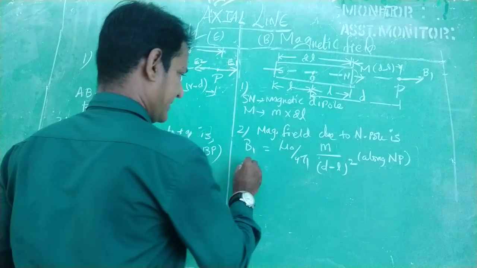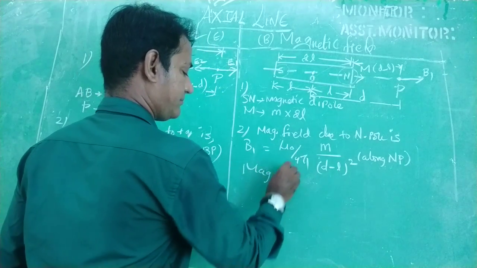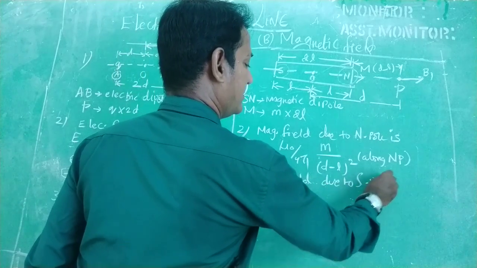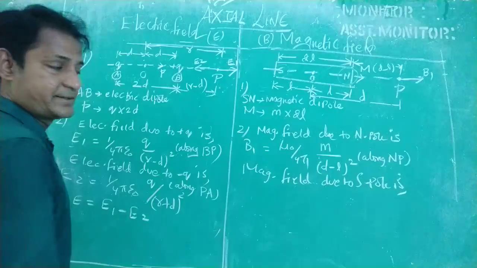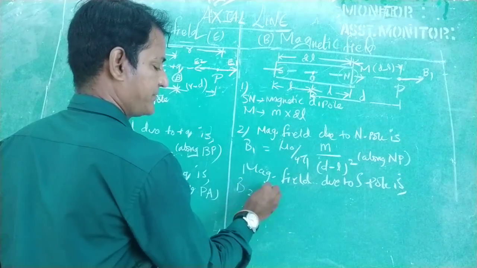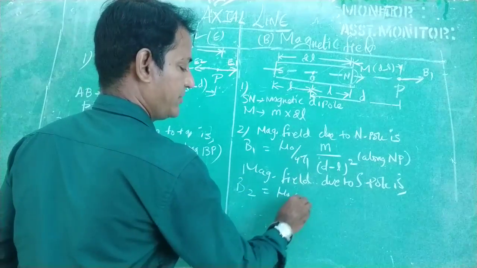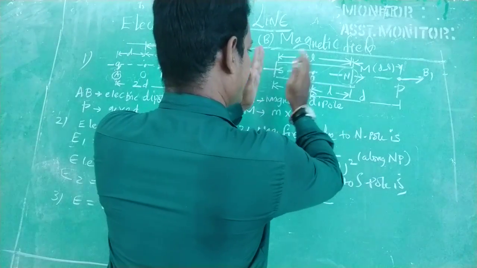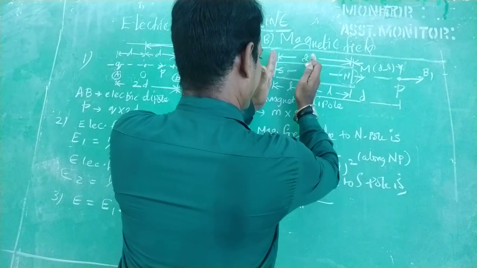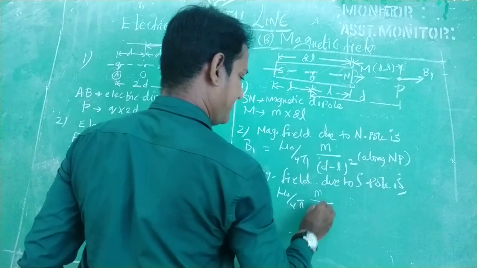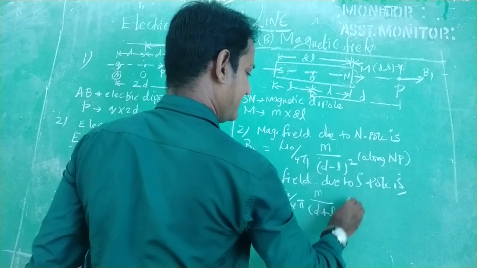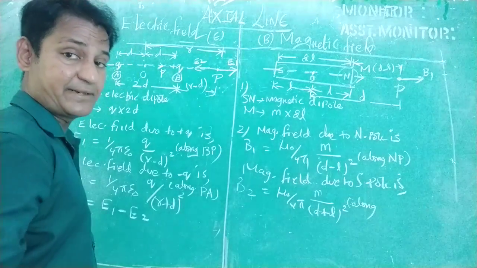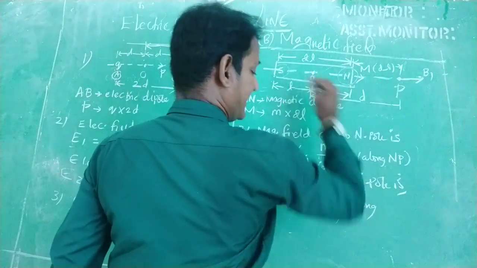Then the magnetic field due to the south pole, B2, is equal to mu naught by 4 pi M by (L plus D) the whole square, since from the south pole to P the distance is D plus L. So always the magnetic field due to the south pole will be acting towards the south, along PS.